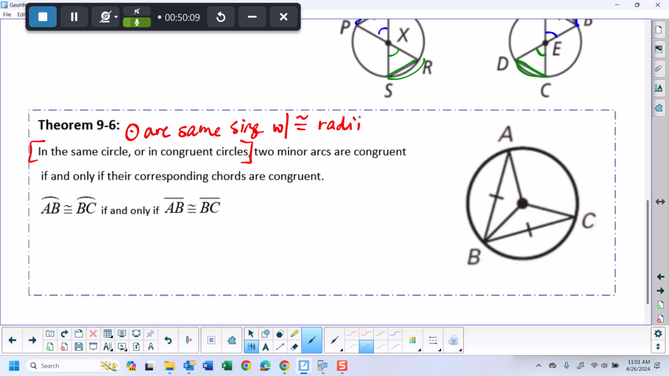So, and notice I have a biconditional conversation here because of all the theorems above. Two minor arcs are congruent if and only if their corresponding chords are congruent. So this minor arc AB is going to be congruent to this minor arc BC because we have our congruent chords. And without even needing to explain it, we also are then going to have the congruent angles. So the chords, arcs, angles, all related. Sound okay? Turn the page.